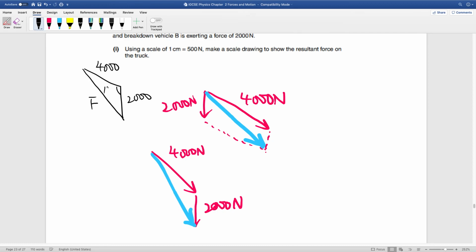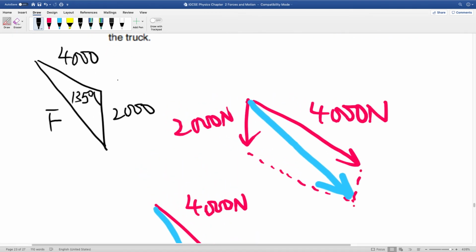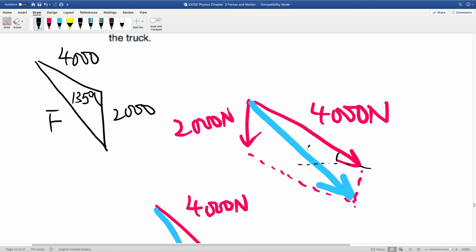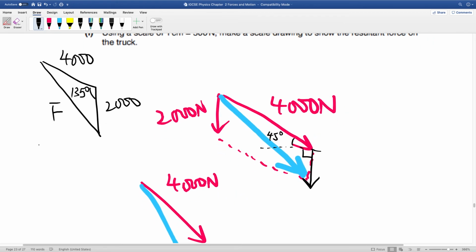Now the angle here is 135 degrees. Do you know why? A square. Because it adds up to 180, right? Yes. 90 degrees plus 45 degrees is 135 degrees. And then to find the force F, now F squared is 4,000 squared plus 2,000 squared.